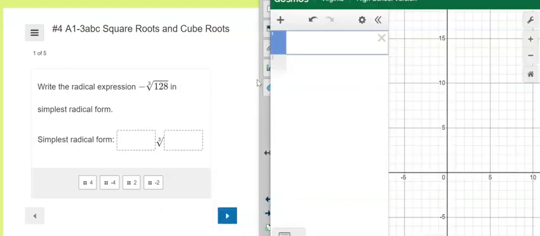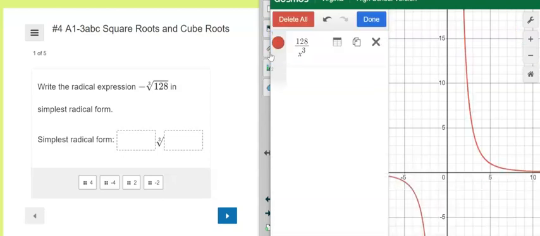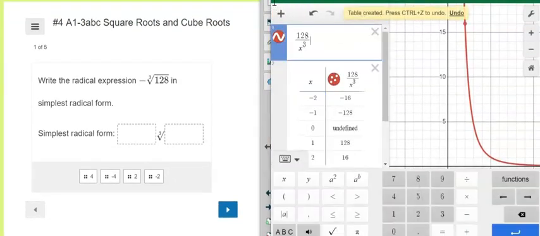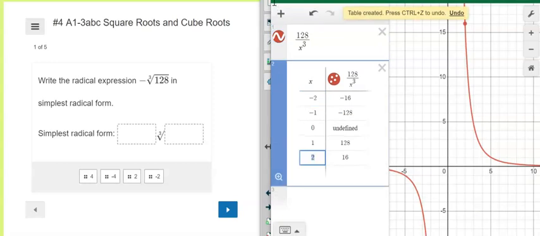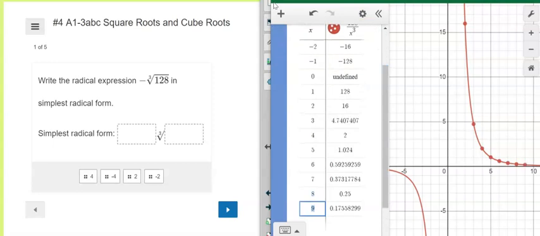So what I'm going to do here is I'm going to leave the stuff on the outside alone. Just leave that negative there. But the 128, because it's a cube root, I'm going to take 128 and divide it by x cubed. Turn this into a table. And then I'm going to click on 2, that's the last number that it gives you. Press enter until you get to these zeros and then go up. And these will be my numbers.